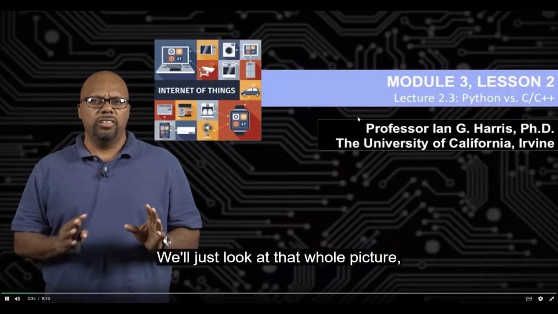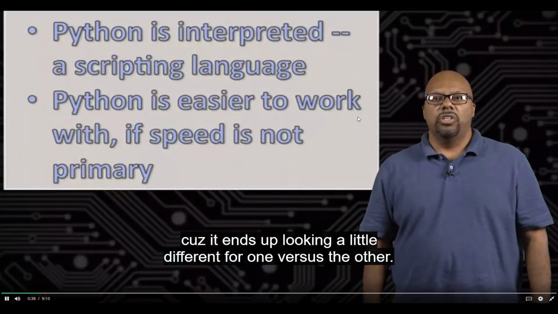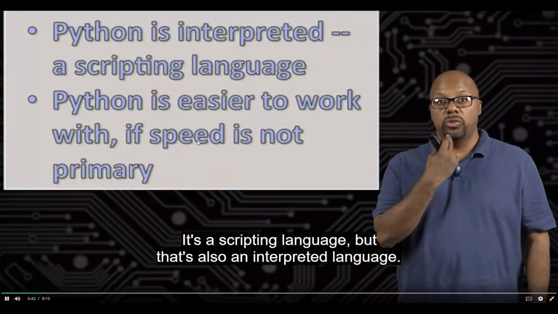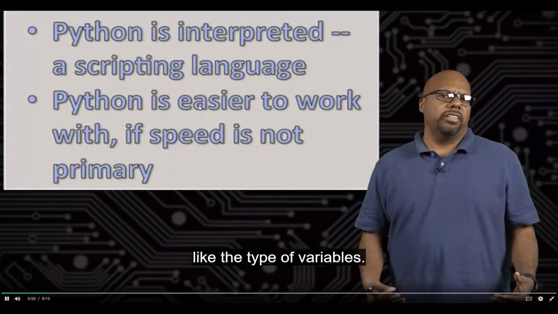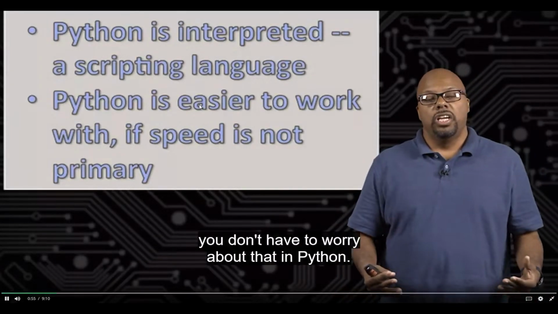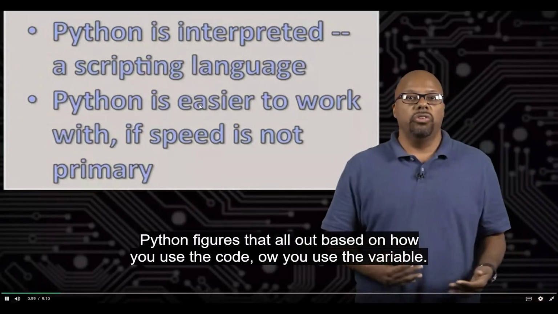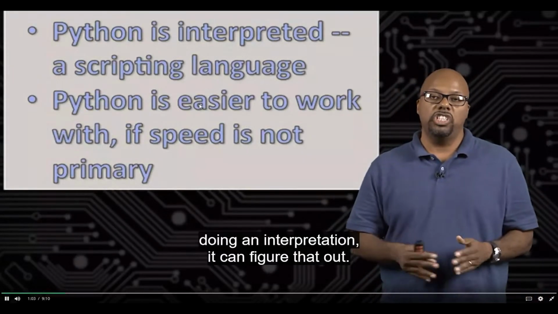We'll just look at that whole picture because it ends up looking a little bit different for one versus the other. So Python is an interpreted language. It's a scripting language, but that's also an interpreted language. It's a high-level language. It's easier to work with because it's interpreted. So there are certain things the programmer does not have to deal with, like the type of variables. Is it an integer? Is it a floating point? Is it a string? You don't have to worry about that in Python. Python figures that all out based on how you use the variable. So at runtime, while it's executing and doing the interpretation, it can figure that out.